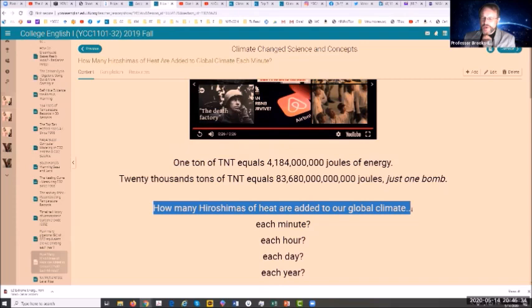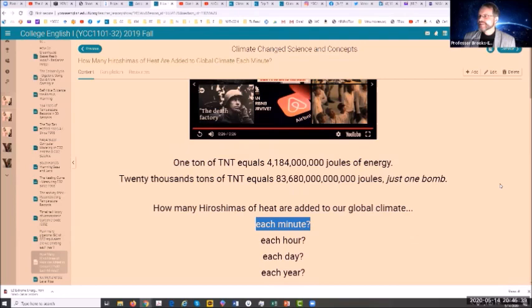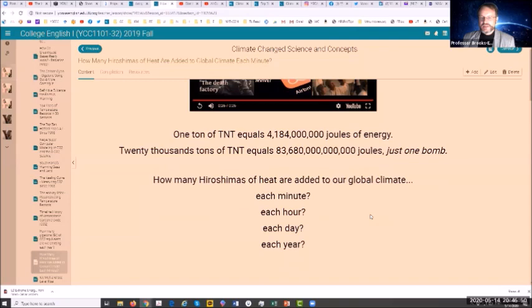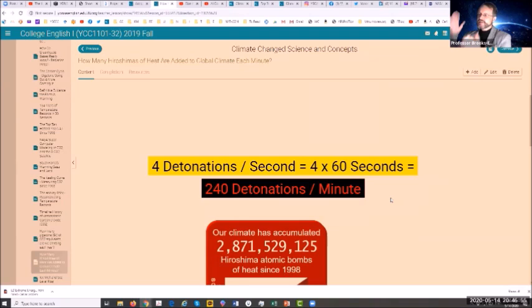Let's see what you guys guessed. I know none of you had any idea, so don't feel bad if you get the wrong answer. The answer is 240 a minute. So it's going like this. It's going like this. Can you imagine an extraterrestrial alien civilization launching missiles at the Earth, going boom, boom, boom, like that?